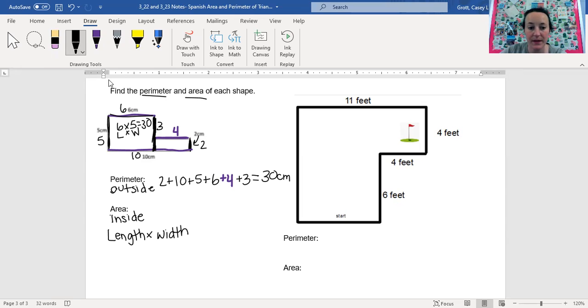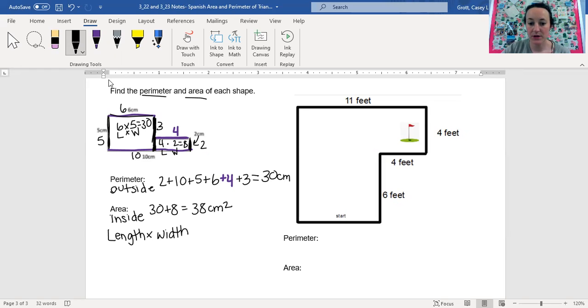Coming over here, my length is 4. My width is 2. 4 times 2 gets me to 8. So my area ends up being 30 plus 8. I get 38 centimeters squared. Break them apart into different rectangles, find each rectangle's area, and then add them together to get this. So we're going to look at one other.